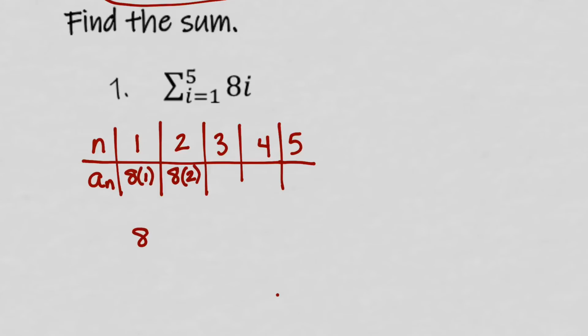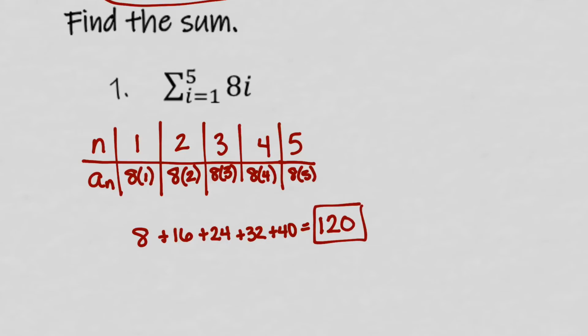8 times 2 is 16. Now, these are added together because it says sum, which means that should tell you right there, addition. This is a series, and what's between the numbers in a series is an addition sign. And then we have 8 times 3, which is 24. 8 times 4 is 32. And 8 times 5 is 40. And you just plug all that in your calculator or in your head, whichever, and I get that the sum is 120.